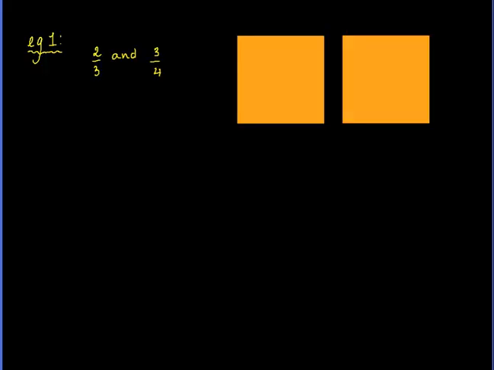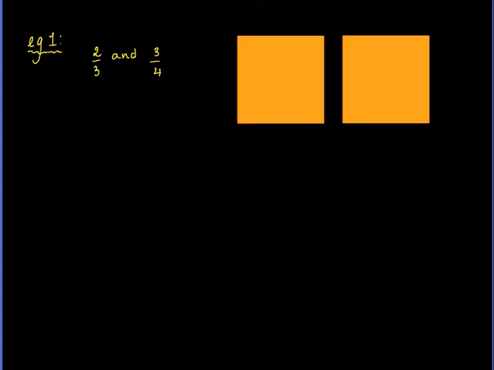So for our first example, what I want to do is compare 2/3 and 3/4, and I want to check which one is bigger and which one is smaller. So you can do it in two ways. The first one is by using a diagram. Now when you're using a diagram, you have to make sure you use the same shapes.